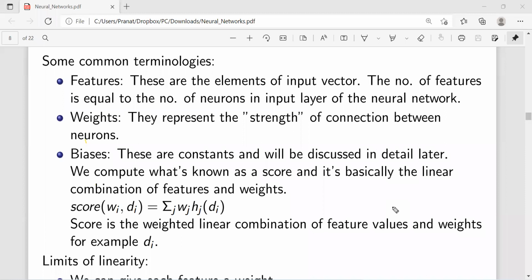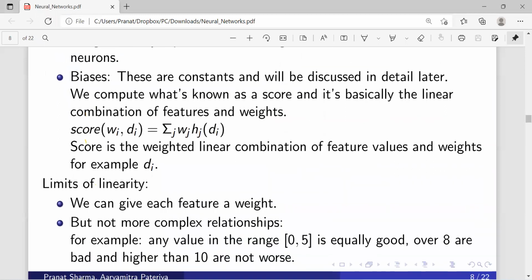And then you can generalize it to n dimensions, or any case where I have n elements in X and there will be n weights. It's quite easy. The basic example is this. You can always remember this to understand what score is. The score is the weighted linear combination of feature values and weights. It is a linear combination. So if it is a linear combination, it is a linear model. What we have made is a linear model for our neural networks.